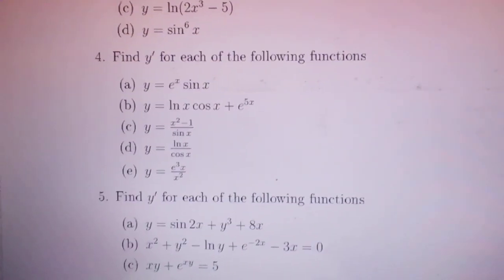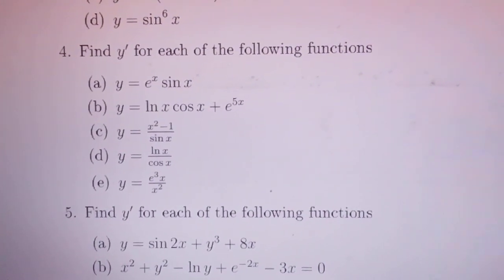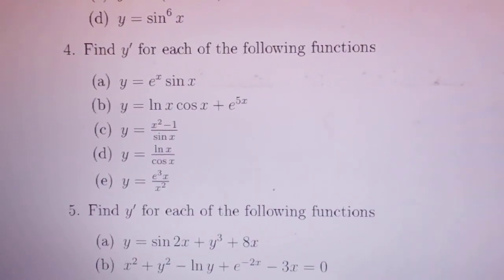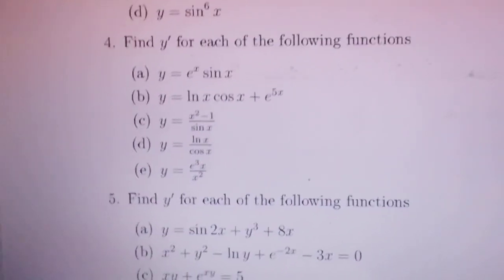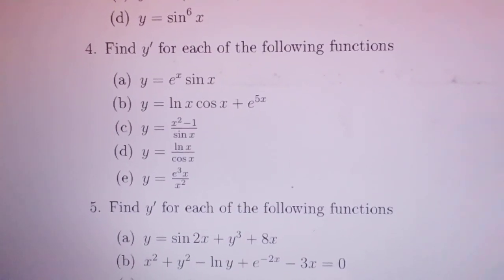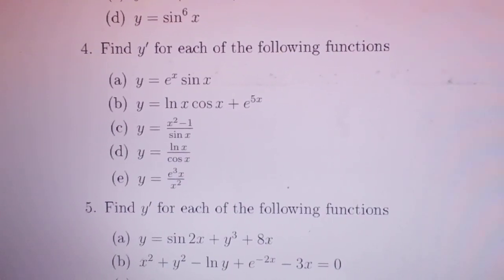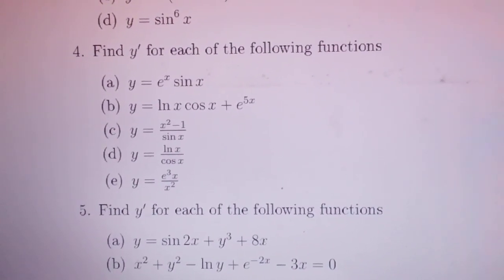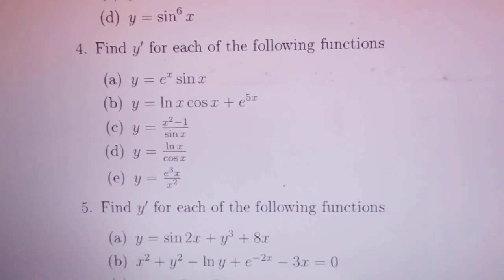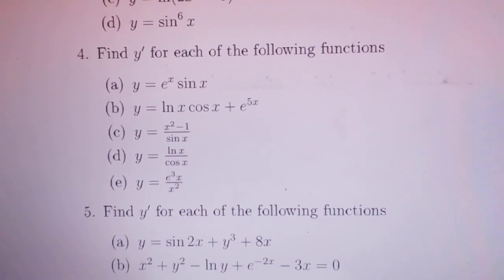Product rule is where you have been given two functions that are multiplying each other. So that's why we call it product. Then we have the quotient rule. This is where two different functions are dividing each other. So both of them have two different formulas. So let's look at question A.